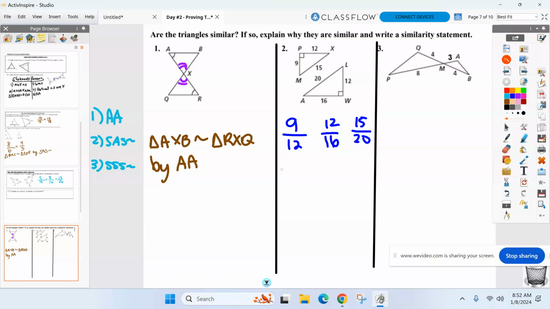And he's right. Name the first triangle any way you want. I'll go MPX similar to, if I go MPX, I've got to go what? LWA. And again, depending on how you did it, I would accept side, angle, side, or I would accept side, side, side. Either way.